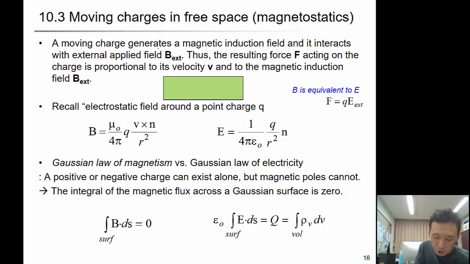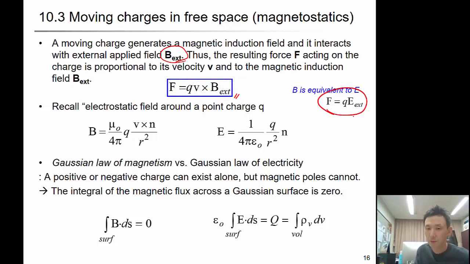A moving charge generates a magnetic induction field, and it interacts with the externally applied field B. Thus the resulting force F is expressed like this. So before, for the electrical field, it was just Q times the field, and here it is magnetic induction times V times Q.